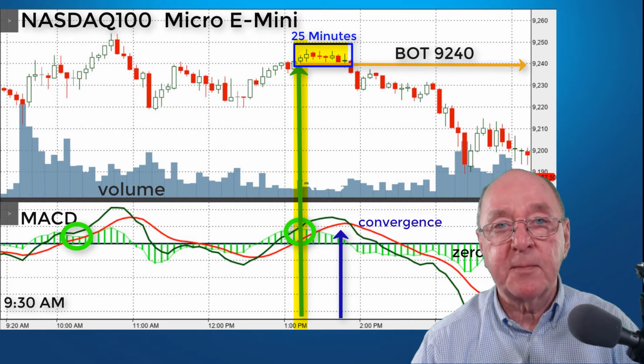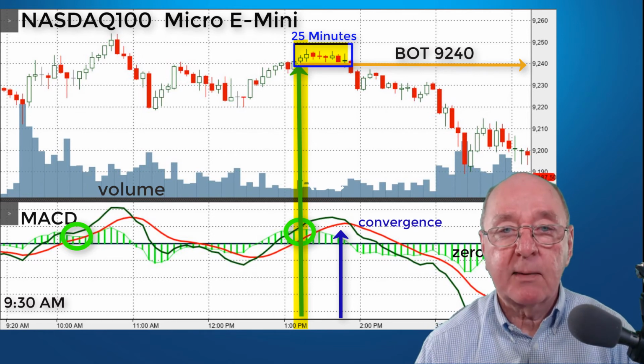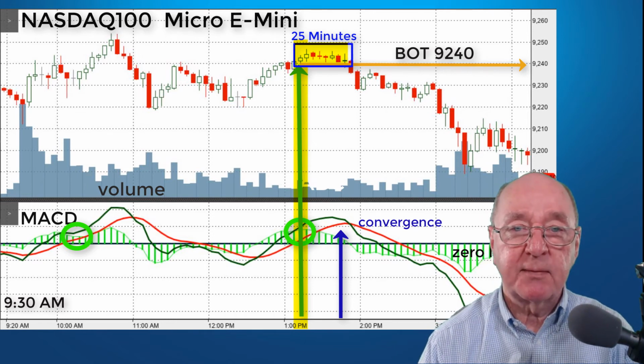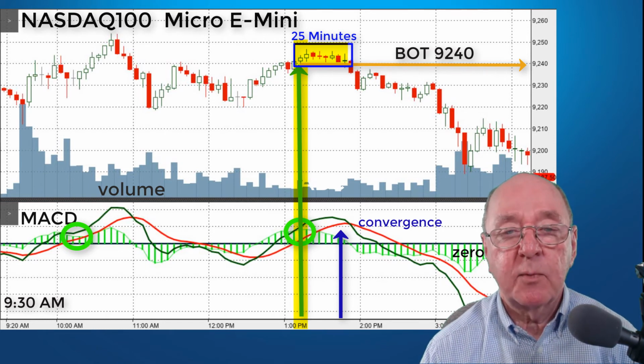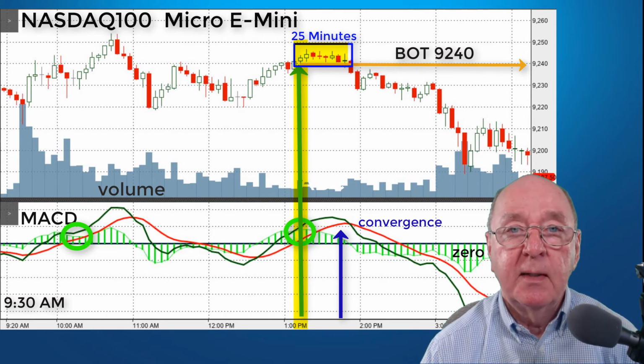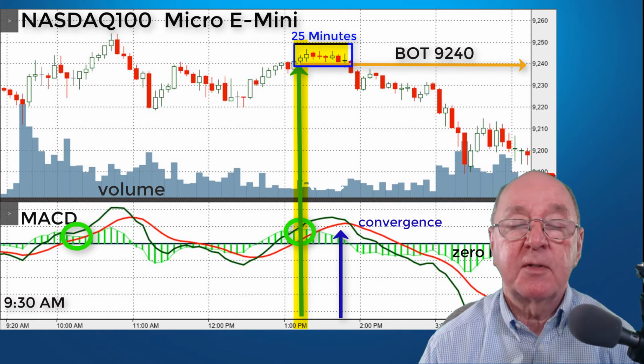Okay, now I have something to tell you that nobody ever wants to hear. In this case, it looks like we made all the right decisions and saved ourselves from what could have been a huge loss had we stayed in this trade too long. And that's one of the biggest mistakes that all traders make from time to time.